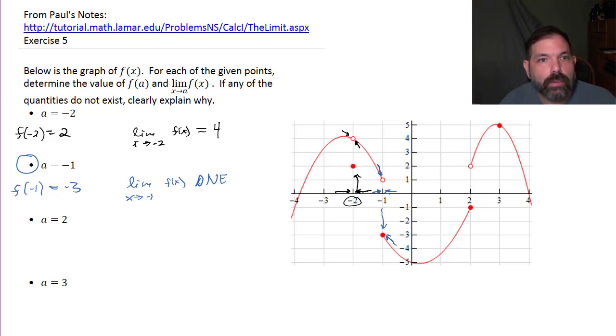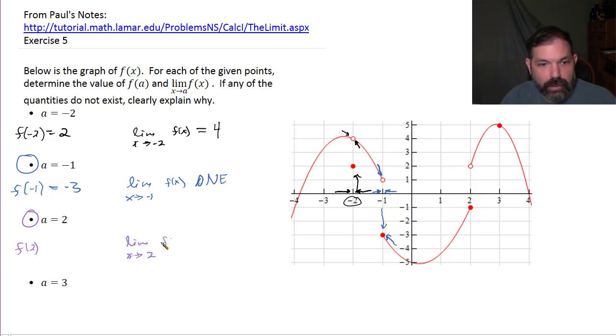Let's see about purple. All right, so purple. If a is 2, f of 2, and the limit with x approaching 2 of f of x. F of 2 is negative 1. Now, as I approach 2 from the left, the outputs appear to be approaching negative 1. But if I approach 2 from the right, the outputs appear to be approaching positive 2. This limit does not exist. Again, different values.